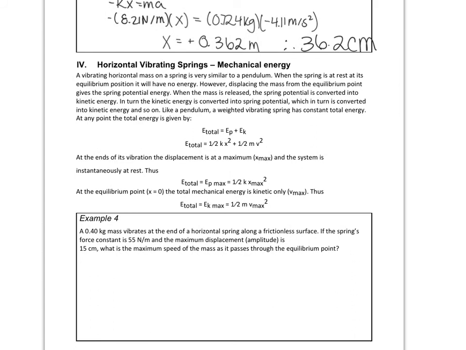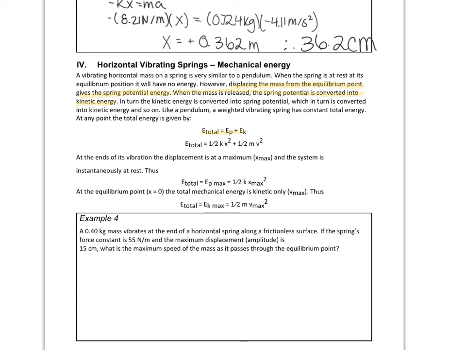A vibrating horizontal mass is very similar to a pendulum. When the spring is at rest, its equilibrium position will have no energy. However, displacing the mass from the equilibrium point gives the spring potential energy. When the mass is released, the spring potential is converted into kinetic energy. In turn, the kinetic energy is then converted back into spring potential, which is converted into kinetic, and so on. So like a pendulum, a weighted vibrating spring has a constant total energy, where the total energy in the spring is the potential and kinetic at that moment.